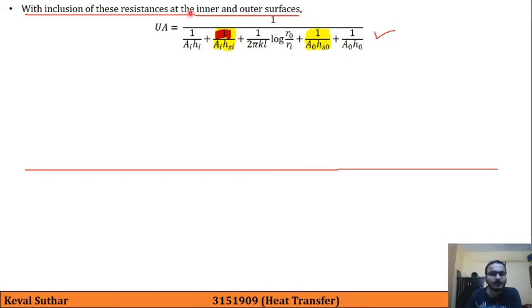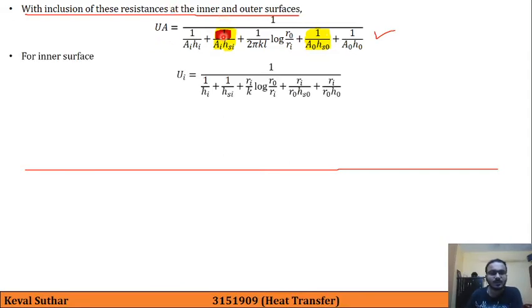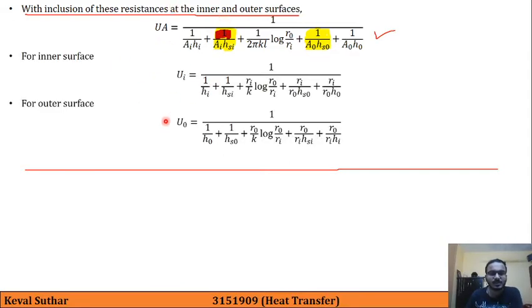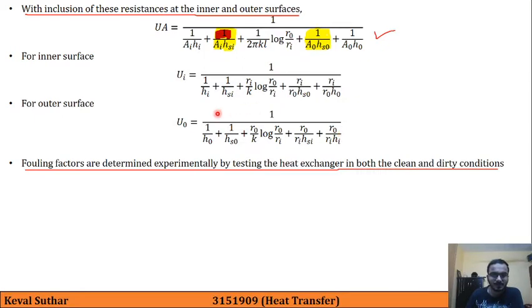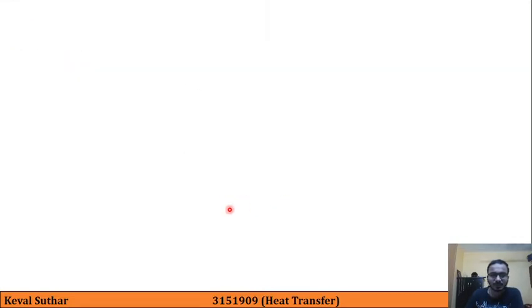Now here, with inclusion of these resistances at inner and outer, we can write down this formula, and here UI is there and UO is there. And the fouling factor is given by this formula, that RF is equal to 1 over U dirty minus 1 over U clean.